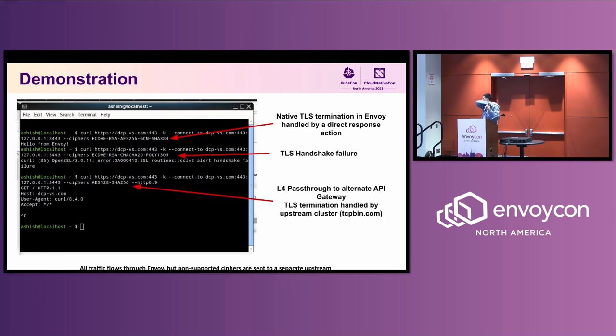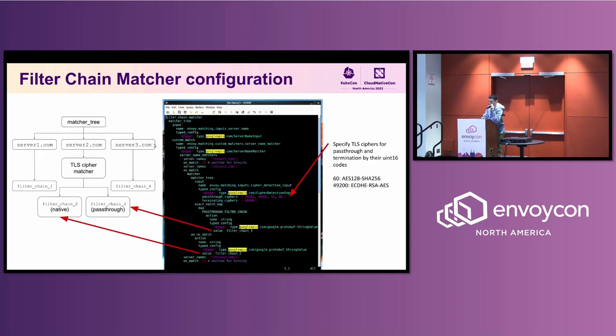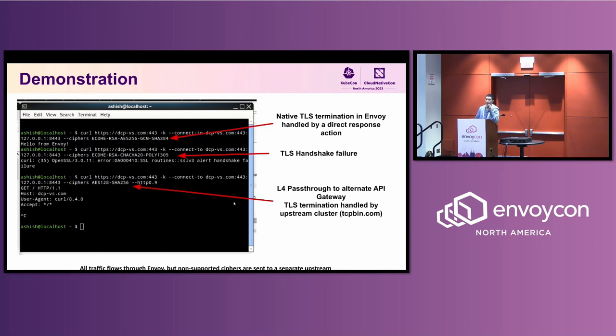As a quick demonstration, there are three requests that you see here, and I apologize, they're a little bit long just because specifying SNI in curl is a little bit weird. But essentially, all of these requests are exactly the same except in terms of the TLS ciphers that are being provided. The top two cases are the ones that we're typically familiar with. This ECDHE AES-GCM cipher here is the 49200 that we had in the terminating ciphers list down here.